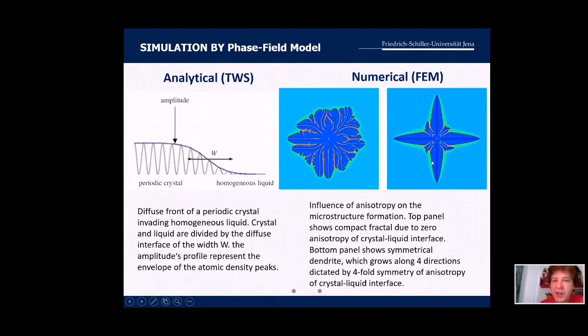In the case where we have anisotropic interface free energy, we can get growth along the preferable growth directions. These preferable growth directions are shown in four crystallographic orientations, and instead of isotropic free energy at the interface, we get these preferable directions because we have a fourfold symmetry in this case.